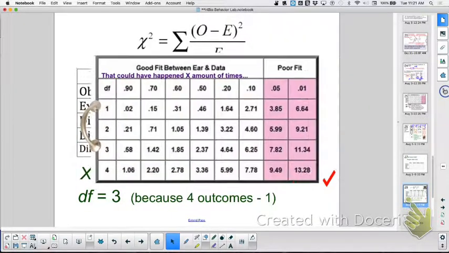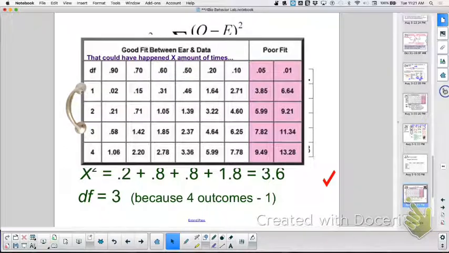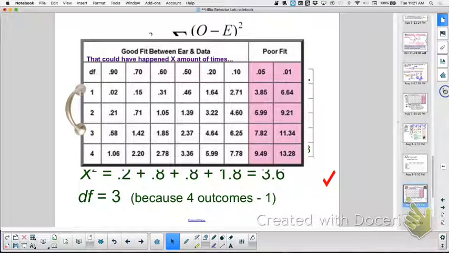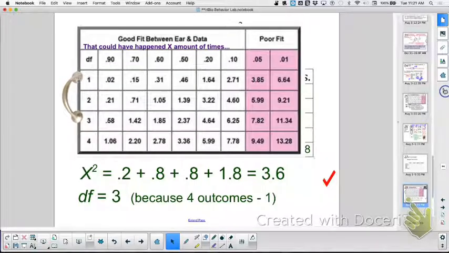All right. So now I'm looking at the chart. Degrees of freedom is 3, so I go down to 3. I'm coming across, what number am I looking for? 3.6. I'm looking for 3.6 somewhere here. Between what percentage of the time? 50 and 20%. Can I accept that? Yeah, chance could have made that happen. I'm not thinking we're over here in this poor fit range. Chance could have made that happen.